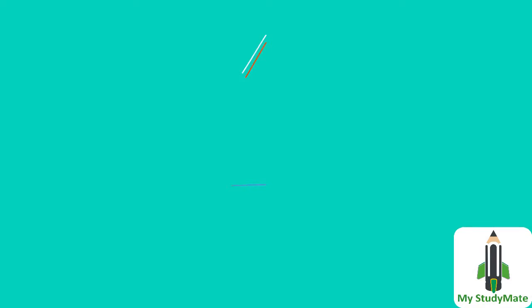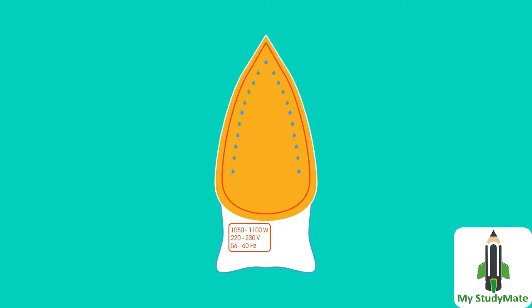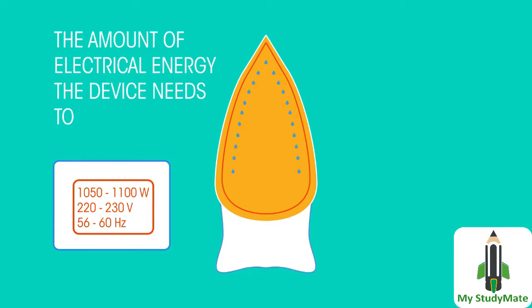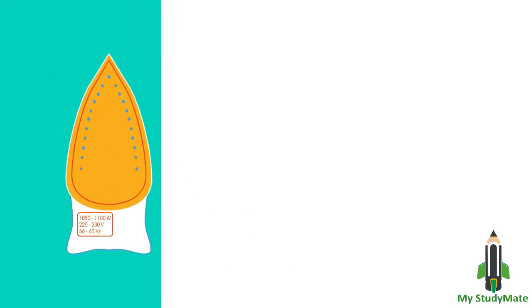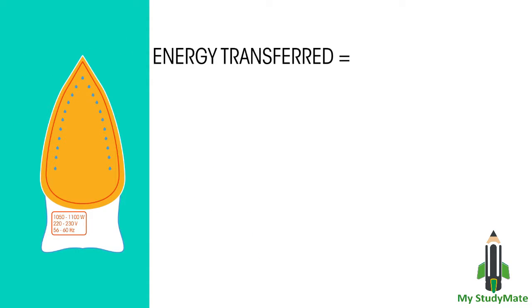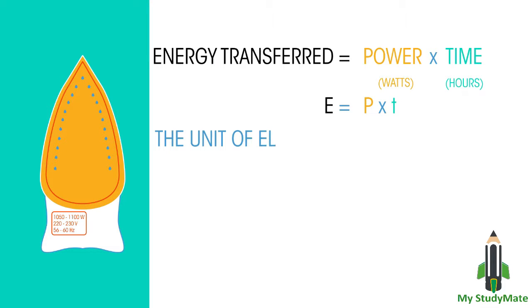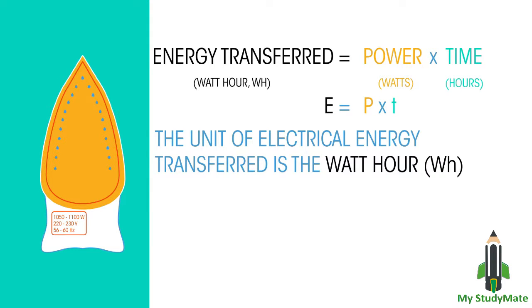An electrical device will have a power rating. This is the amount of electrical energy the device needs to work. We can calculate how much electrical energy a device transfers by multiplying the power rating, in watts, by the time the device is on for, in hours. The unit of electrical energy transferred is the watt hour, Wh.